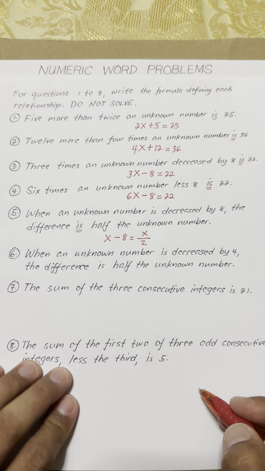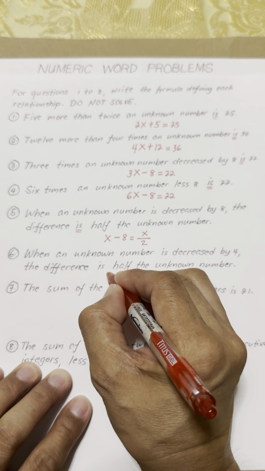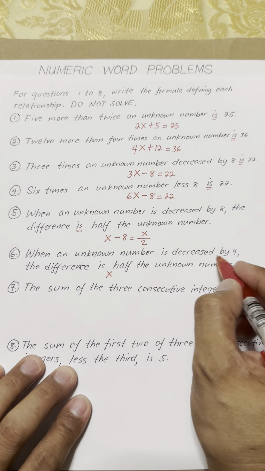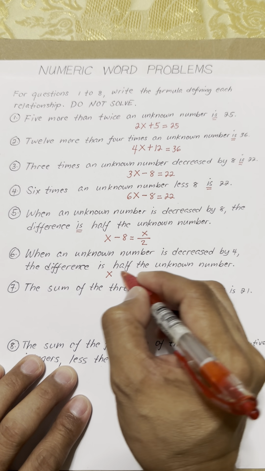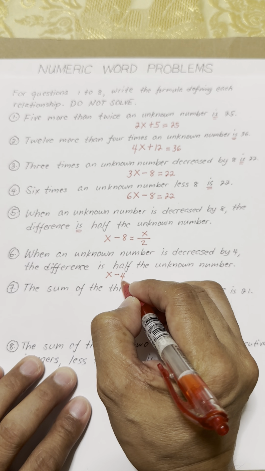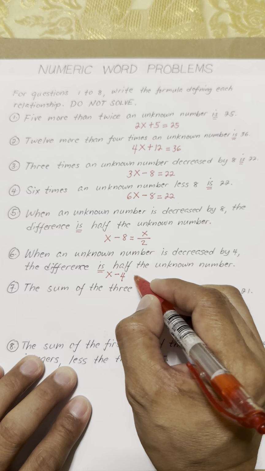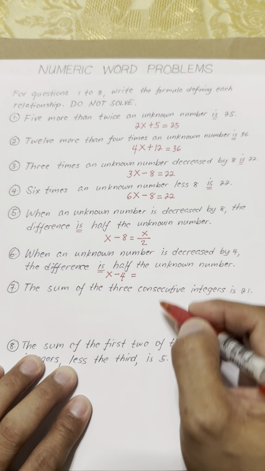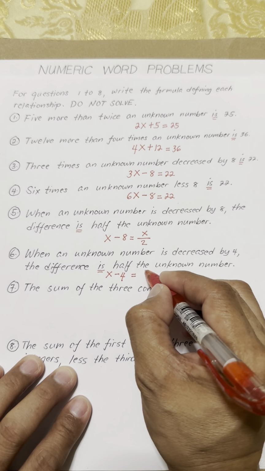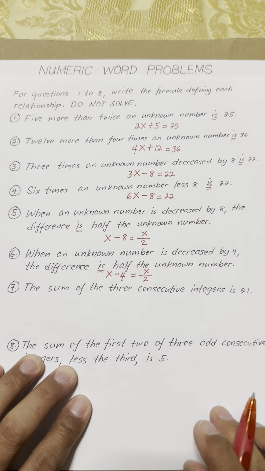For number 6, when an unknown number, again, there's an unknown number, so we let that number be equal to x, is decreased by 4. Decreased by 4, decrease means minus 4. The difference, so this is the difference, is, this means equals half the unknown number. The unknown number is x. Half of that means divided by 2.